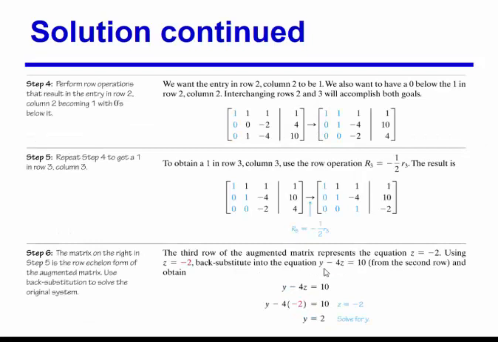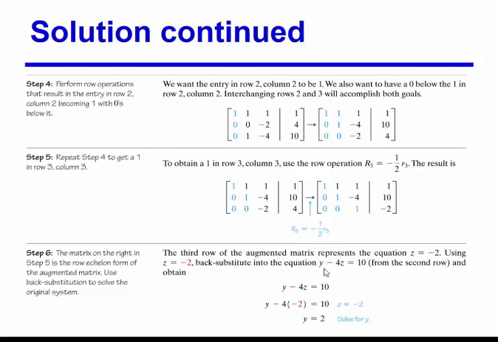Now, step 4, we're going to perform row operations that result in the entry in row 2, column 2 becoming a 1 with zeros below it. And again, so this is what we want. So in step 5, we're going to repeat step 4 to get a 1 in row 3, column 3. And so here we got R3 is equal to negative 1/2 R3.